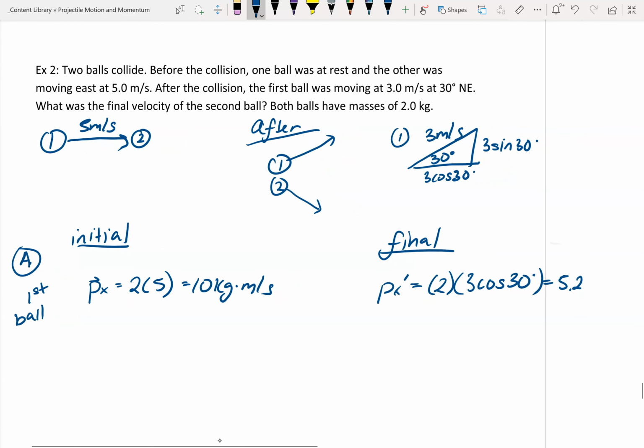You also need to look at its y direction. Initially, our first ball in the y direction is not moving up or down, so it's just 0. And then for our final for the first ball, use our diagram. That will be mass times our velocity, which is 3 sine 30, and that's 3 kilograms times meters per second.